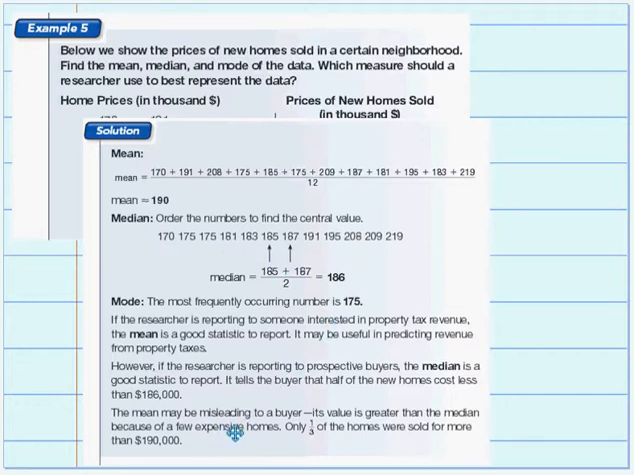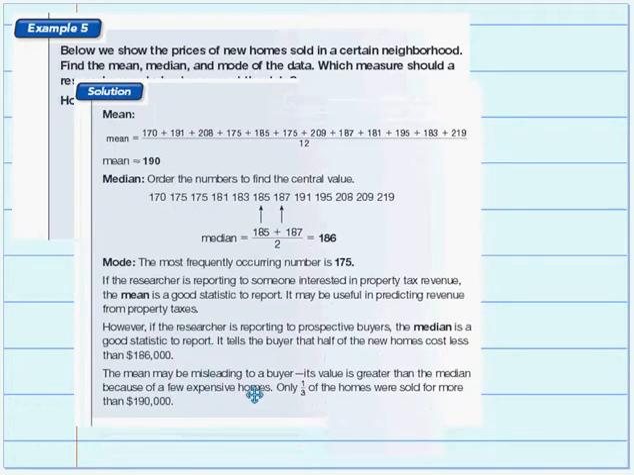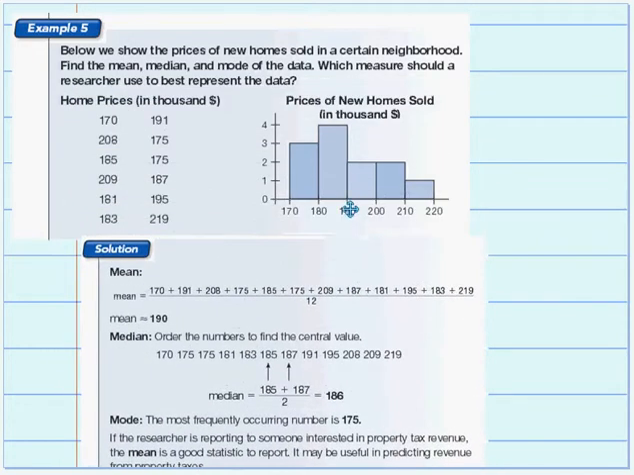The mean could be misleading to a buyer because its value is greater than the median because of a few expensive homes. Only 1/3 of the homes were sold for more than $190,000. So you can see in this list we had 1, 2, 3, 4, 5, but we had 1, 2, 3, 4, 5, 6, 7 that were less than that. So it's not quite the center.